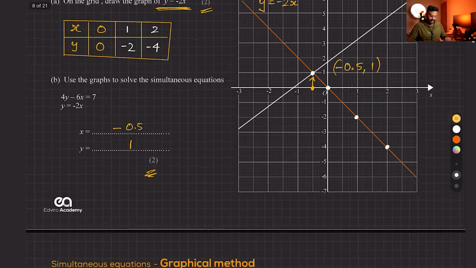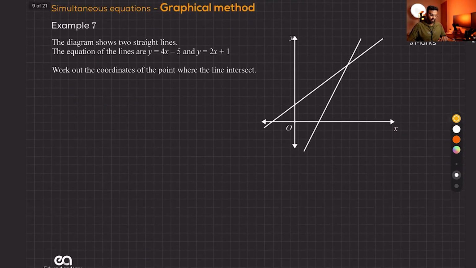Excellent. Now, look at this. You see, a graph is given, but it's a useless graph. Do you know why this is a useless graph? Can you guys guess why this is a useless graph?